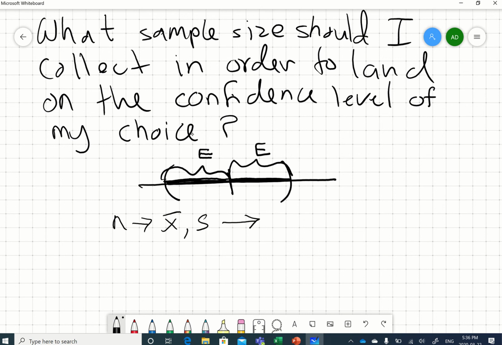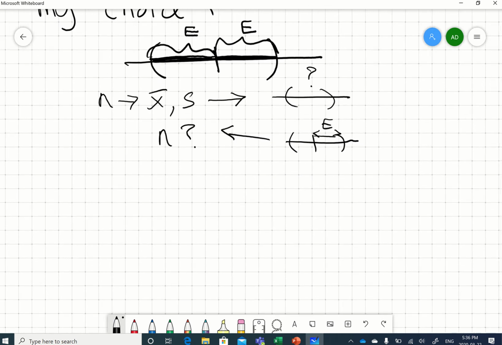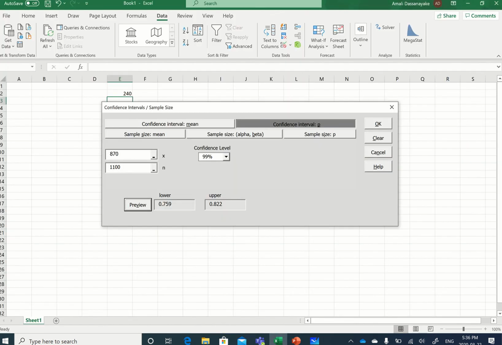Based on that, we were looking at what is the confidence level. So now it's the opposite. Based on the error, the margin of error, for this margin of error, what should be the sample size I need? Okay, right. So we can easily get this done in Excel again.